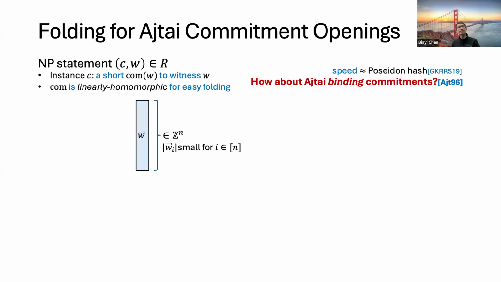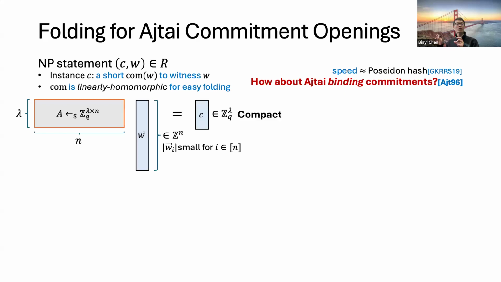So how does it work? Usually here, the message would be an integer vector of length n, where each entry has a small absolute value. A typical example is just a binary vector, and we want to commit to this long binary vector. To do that, we multiply it by some public random matrix A over Z_q. And that leads to a very short string, which is your commitment. So it satisfies the compressing property.